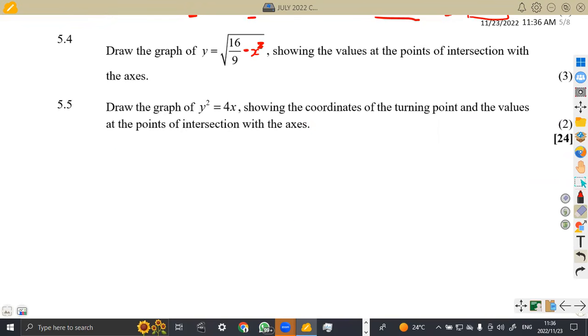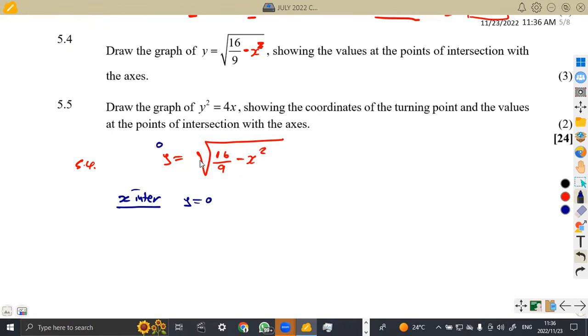That's 5.4. All right, 5.4, we have y is equal to the square root of 16 over 9 minus x squared. So you can remove the square roots and so forth so that we actually understand what we have from this part. We can have it in a way that we understand. So let's start, or we can even leave it like that, guys. Let's start with the x-intercepts. X-intercepts, that's when y is equal to 0.